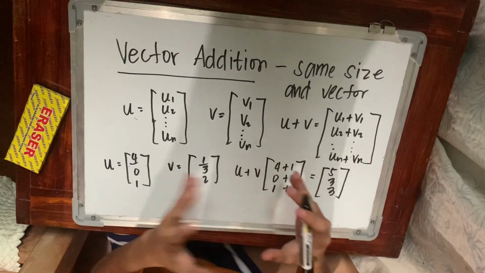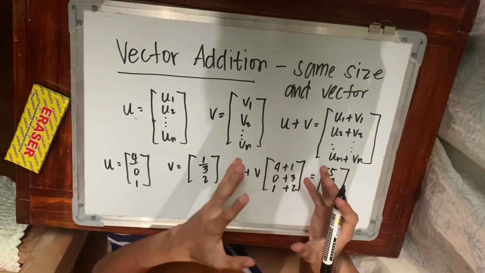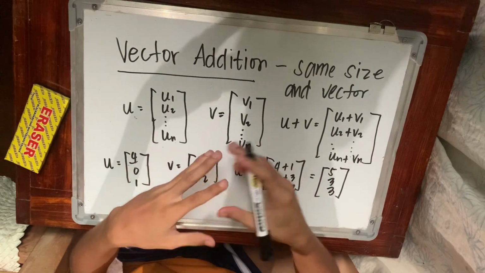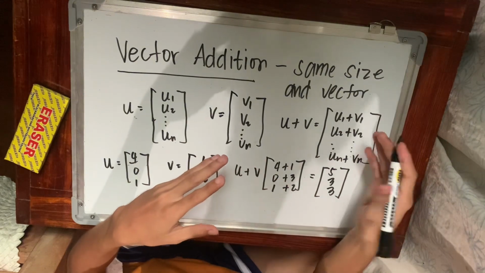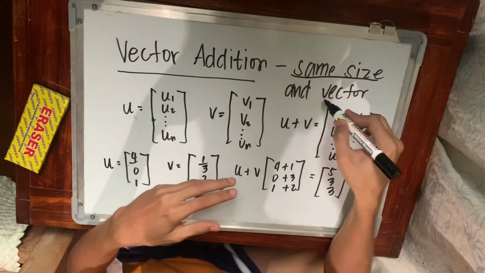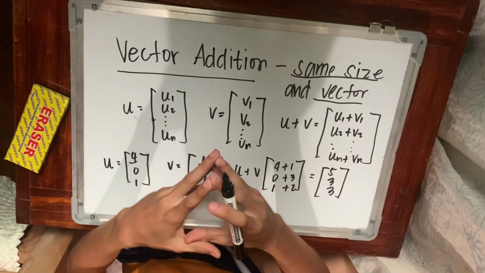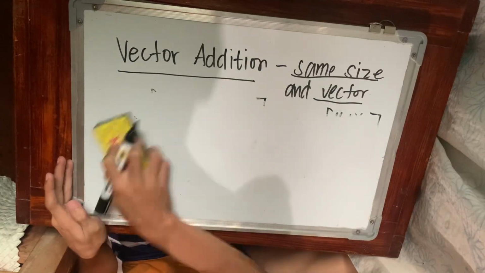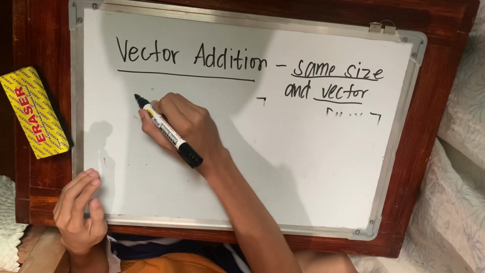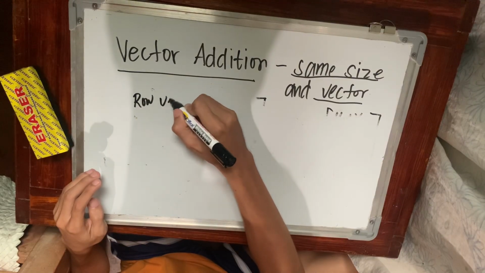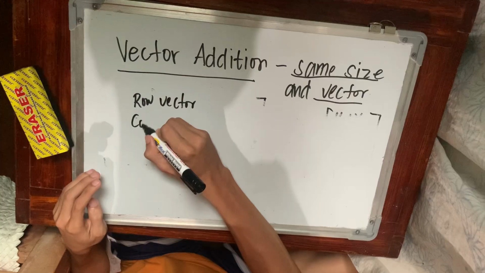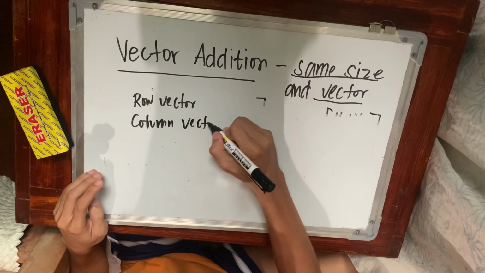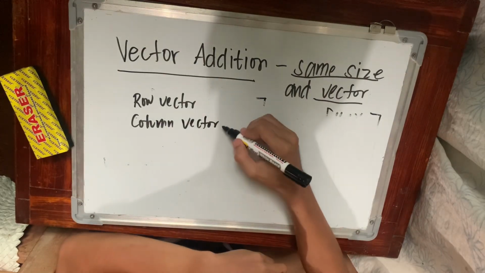In this case, addition and subtraction of vectors work in the same sense. We only add or subtract vectors if they have the same size. Let's have some examples. In this one, we have a row vector and a column vector. My question is, can we apply the addition of these two vectors?